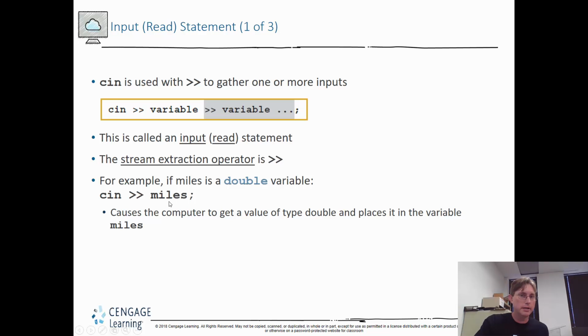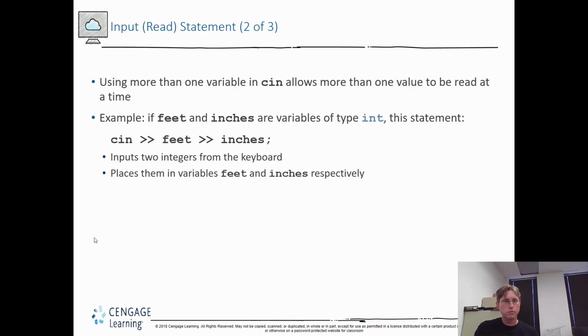Assuming you had a variable named Miles, you can say cin, extraction operator, Miles, and at that point your program is going to stop. On the output screen it's going to have a cursor there, waiting for you to type something in. Whatever you type there, it's going to store into that memory location, that Miles variable. If you have multiple variables that you want to input with the same cin statement, you can chain them together like this: cin, feet, and inches. You type a number, and the first number gets stored into feet, and the second number you type gets stored into inches.